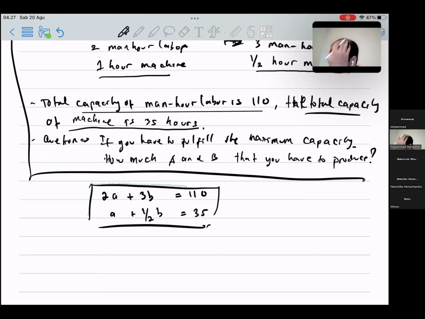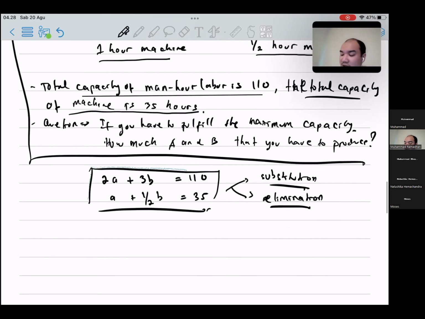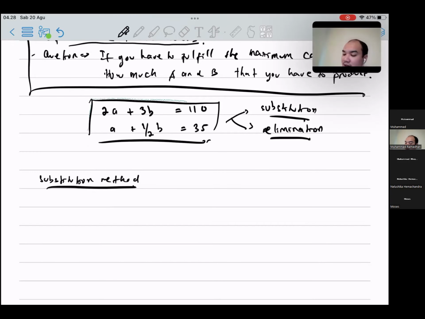How to solve it? I have explained that there are two methods. First, the substitution method, and secondly the elimination method. Firstly, we will try the substitution method. We have the first equation and the second equation. Firstly, convert the second equation like this.